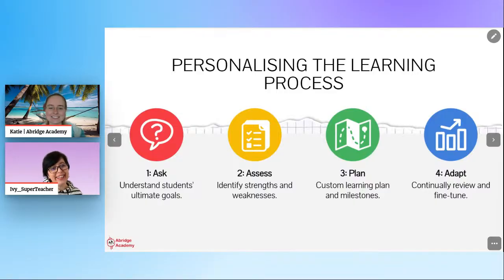Let's go step by step. The first step in personalizing the learning process is to ask and understand our students' ultimate goals. Even if they're kids, if you communicate with a parent, make sure to check what their learning goal is. When you market yourself on social media, the first thing you hear is going to be, what's your price, teacher? Because they just see you as one of the many ESL teachers. I'm not trying to generalize, but that's my experience and the experience of many teachers I talk to.